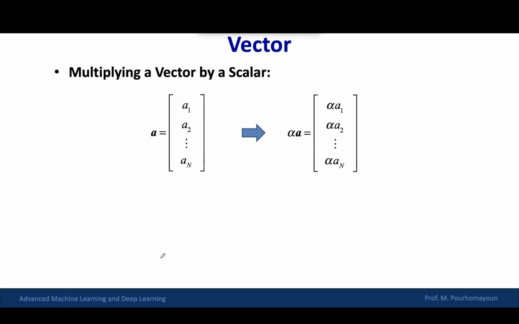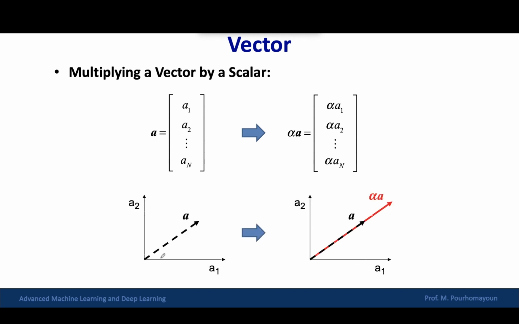So multiplying a vector by a scalar, this is how it works. When you multiply a vector by a scalar, as you see, it changes the length of it. If the value is negative, the direction will be the opposite direction. It can just change the length, or maybe the direction. If the value is negative, it goes in the opposite direction.